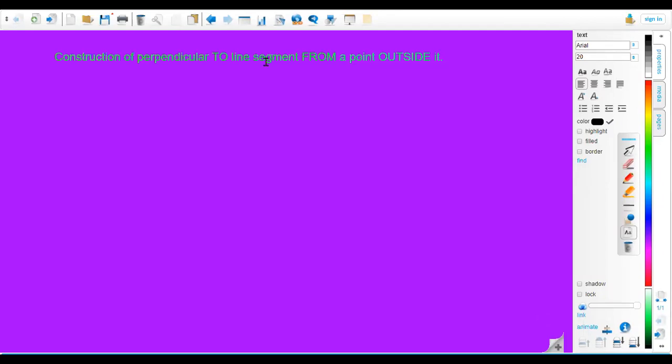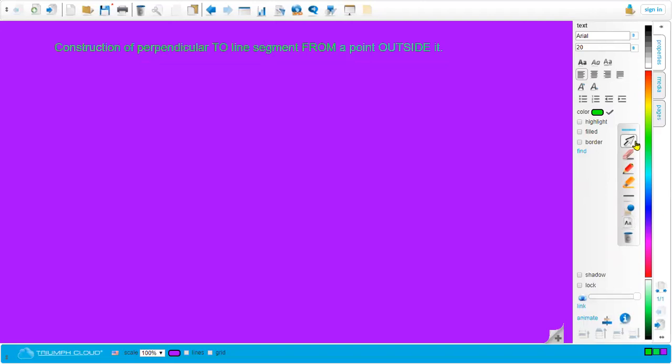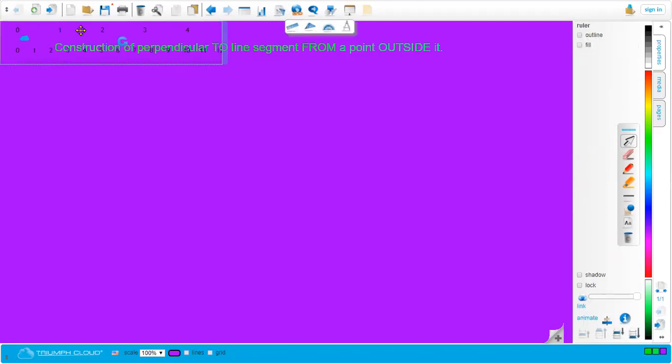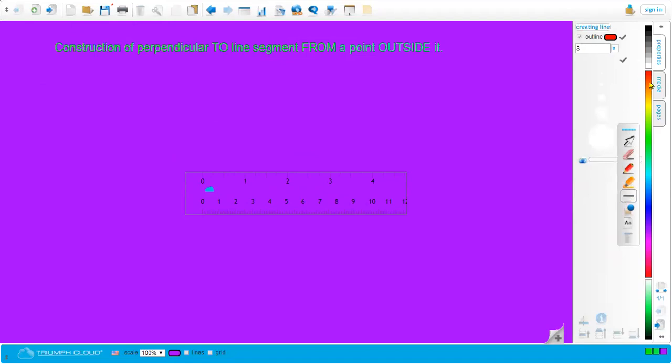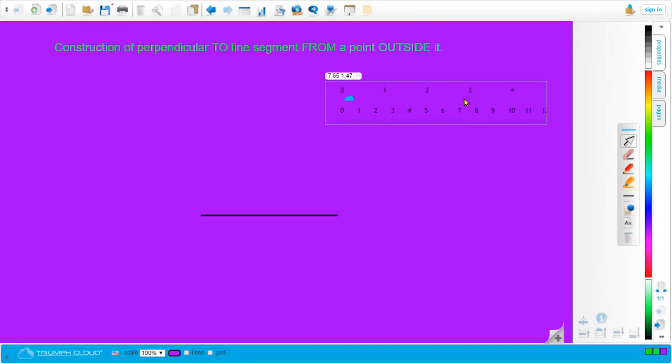This is the topic of today's discussion. Let me take one example to illustrate this topic: construction of the perpendicular to the line segment from a point outside it. So first of all, let me make a line segment. Let me take the ruler here and make a line segment of some length. Let's say this is 8 centimeter length. Here I have taken one line segment of 8 centimeter length.